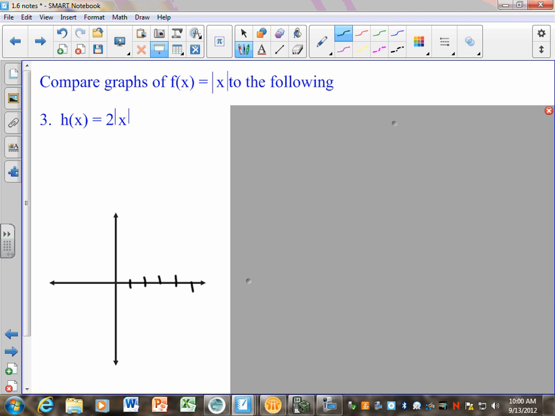Again, I'm going to draw both graphs, the original graph, and then the one that we're stretching or shrinking, just because I like for you to see the difference here. You don't have to do that. The absolute value of x starts at 0, go over 1, up 1, over 2, up 2, back 1, up 1, back 2.